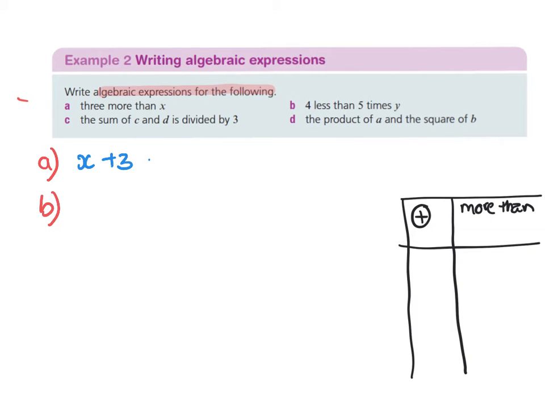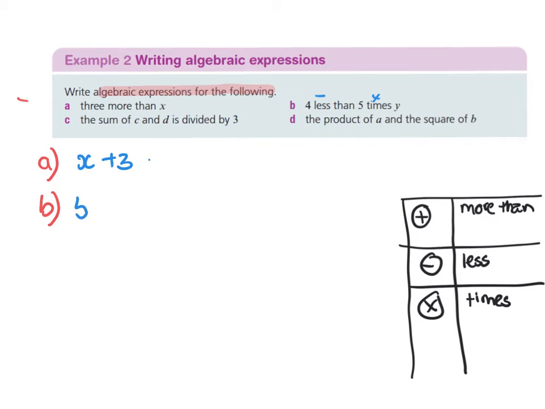Now, it says 4 less than 5 times y. What does the word less mean? What do you think that symbol will be? Minus, good. And what about times? What do you think the symbol for that one will be? When you do your times tables, what are you doing? Good, multiply. So sometimes it can help if you go up to here. So you know that's less, and that's 5 times y. Okay, so it's 4 less than 5 times y.